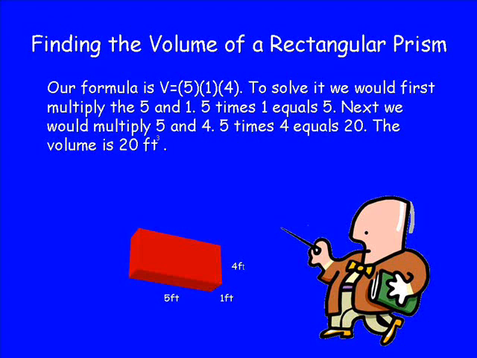To solve it, we would first multiply the 5 and 1. 5 times 1 equals 5. Next, we would multiply 5 and 4. 5 times 4 equals 20. The volume of the rectangular prism is 20 feet cubed.